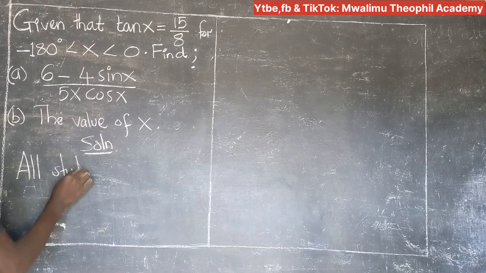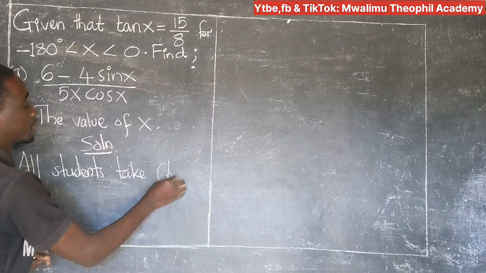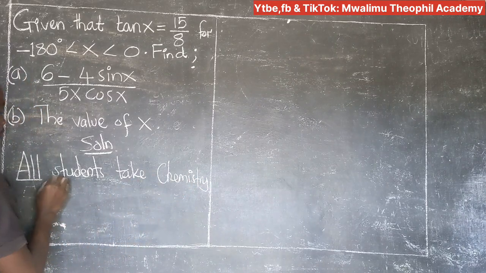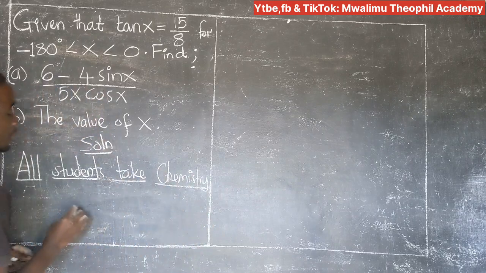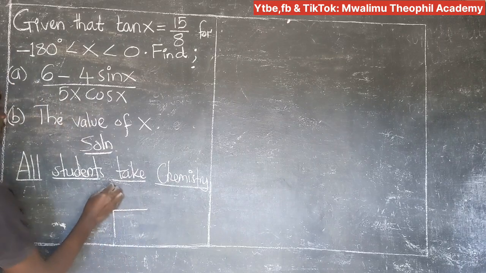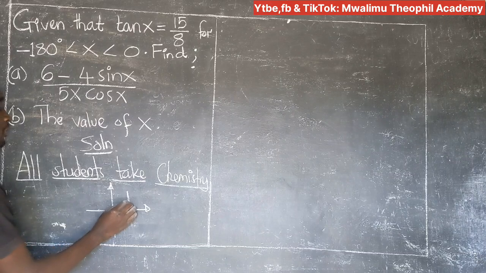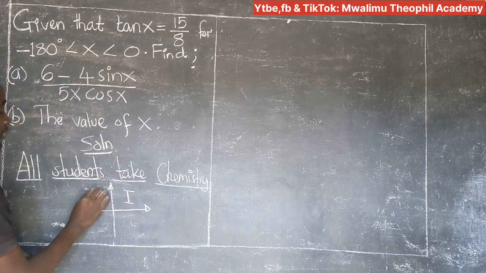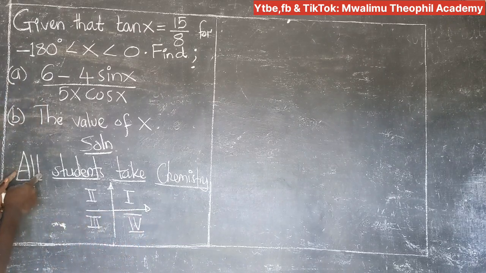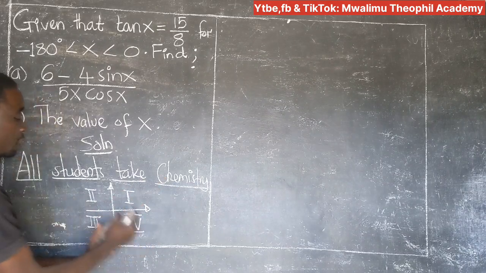Students take chemistry. These four words, all students take chemistry, can be well elaborated using the 4 quadrants of the xy plane. Here this is the first quadrant, second quadrant, third quadrant, fourth quadrant. All for first, students for second quadrant, take for third quadrant, chemistry for the fourth quadrant.